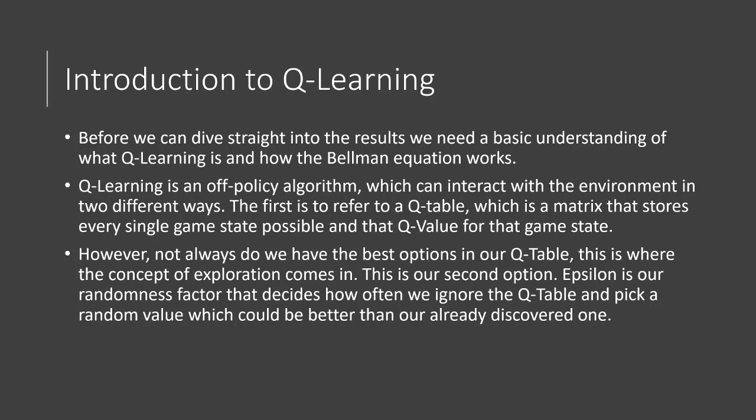And this is where the concept of exploration comes in. This is our second option with Q-learning. Epsilon is the randomness factor that decides how often we're going to ignore the current value we have in the Q table, and go out and pick a random value, as this random value could have the potential to be better than the currently discovered one in the Q table.